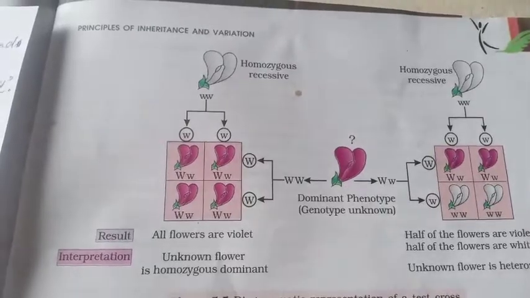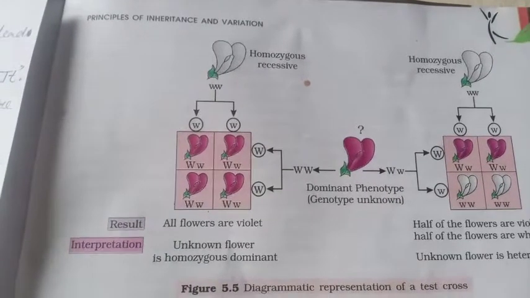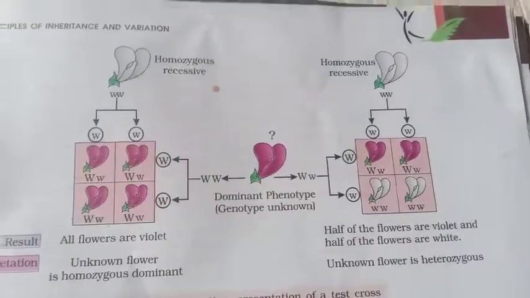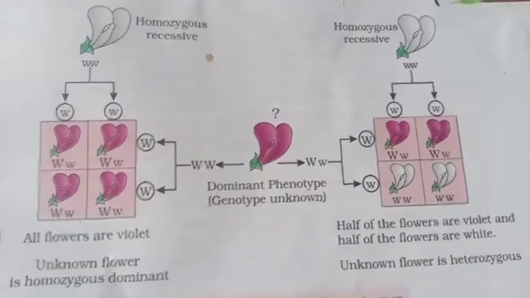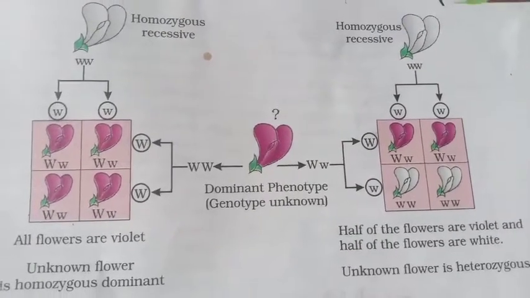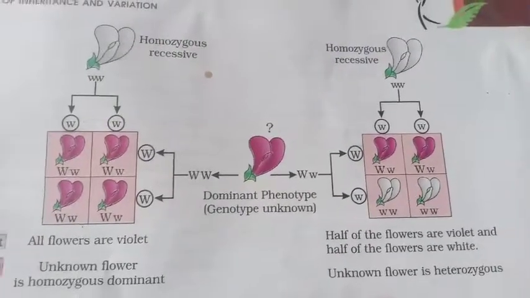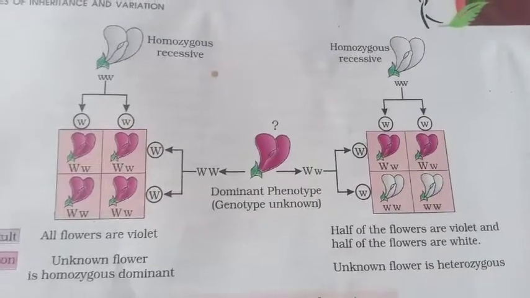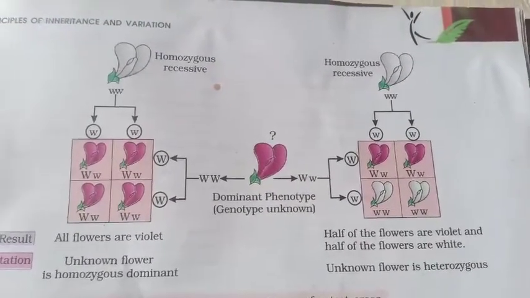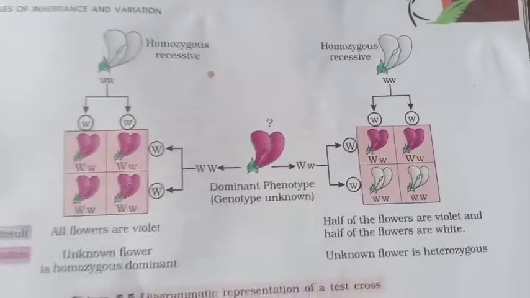All the flowers are violet, as you can see on the left hand side of your screen, and thus we can know the genotype of the unknown flower whose phenotype is known, but whose genotype can be determined by using this test cross as performed by Mendel.